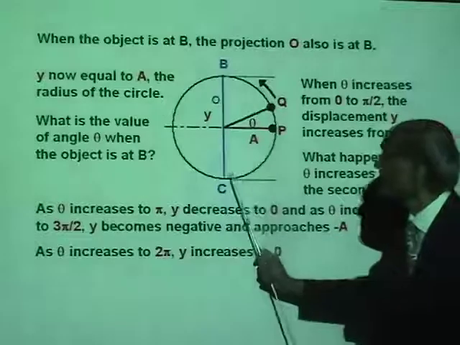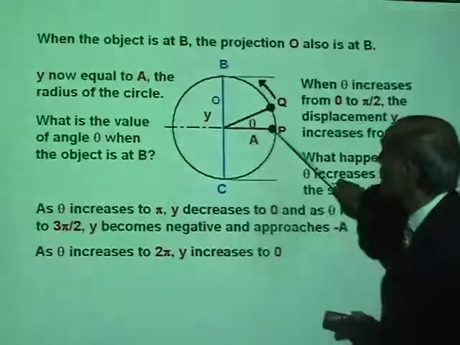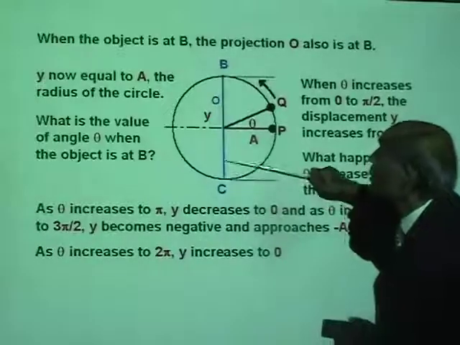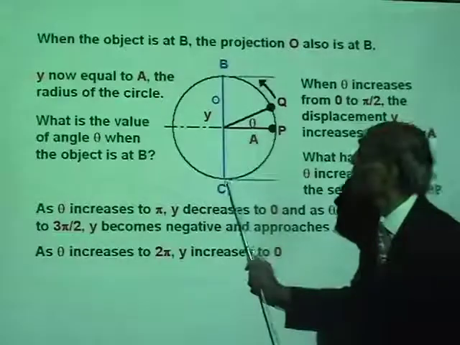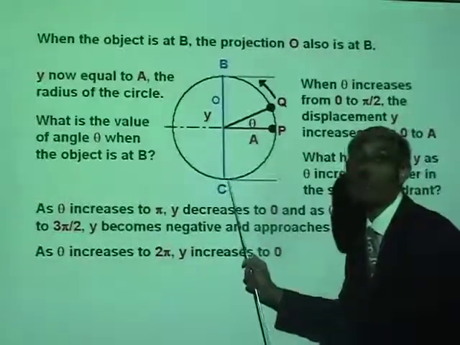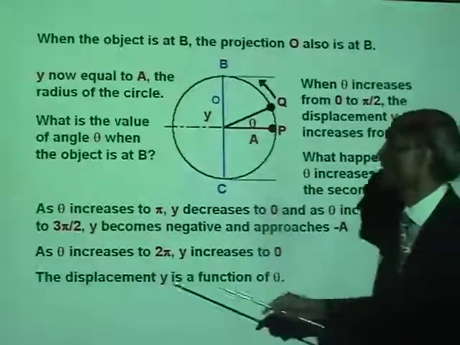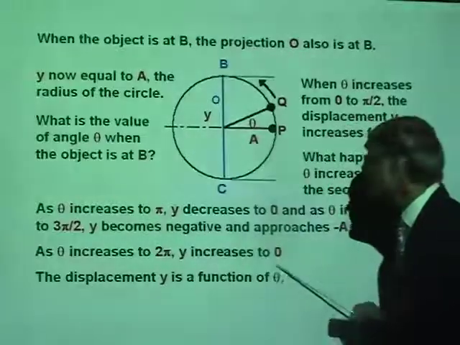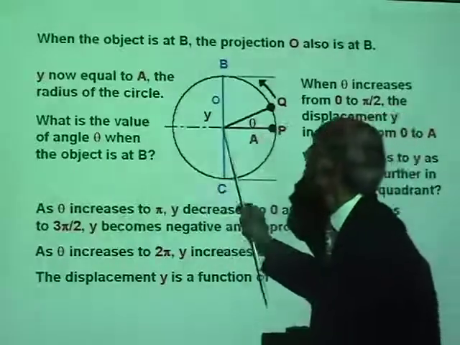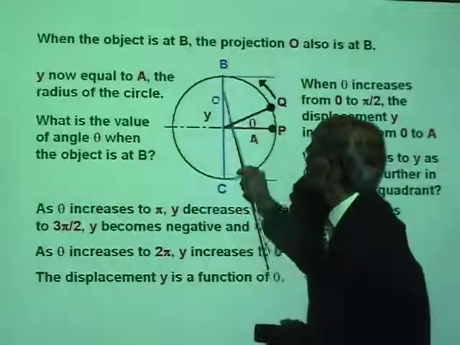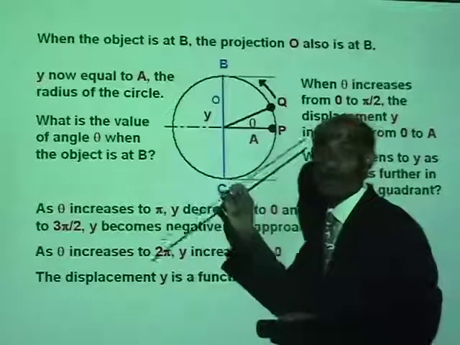And then, as theta increases from 3 pi by 2 to 2 pi, the projection will go back to the origin. Y will increase to 0. In other words, y will increase from negative a to 0. Okay, the displacement y is a function of theta. In other words, the displacement of the projection depends on the angle theta. Is that right? One more time.